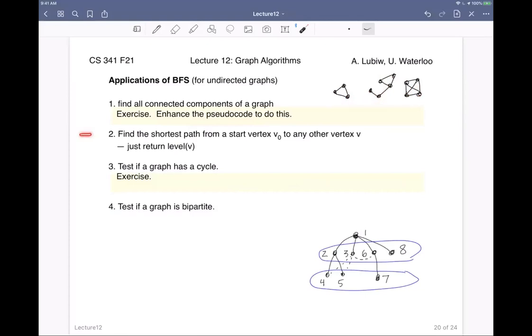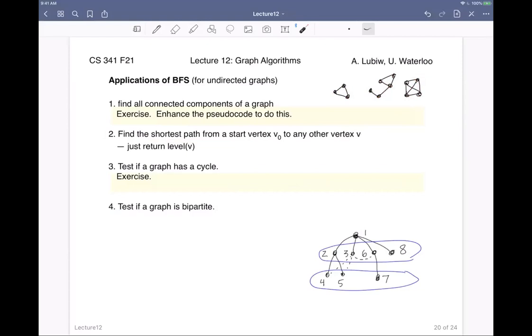Okay, the second application is the one we just talked about on the previous slide, which is to find the shortest path from some start vertex to any other vertex V. I could do that here, for example. If I started here, I would find, oh, all these 3 vertices are distance 1. The shortest path is length 1 from my start vertex. However, all of these guys, the distance is infinity from my start vertex.